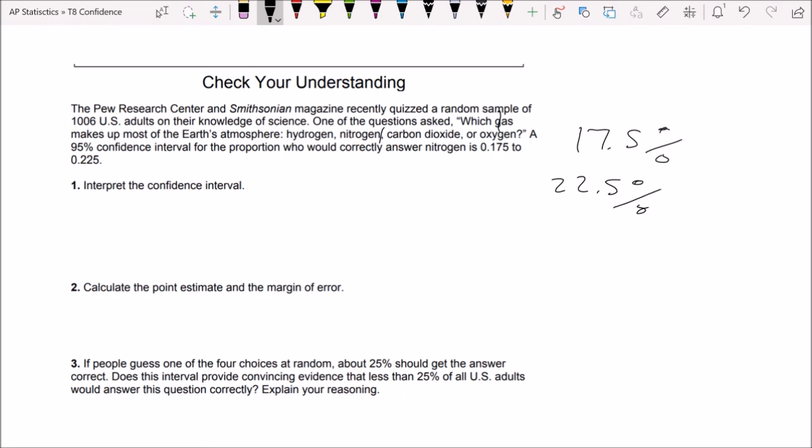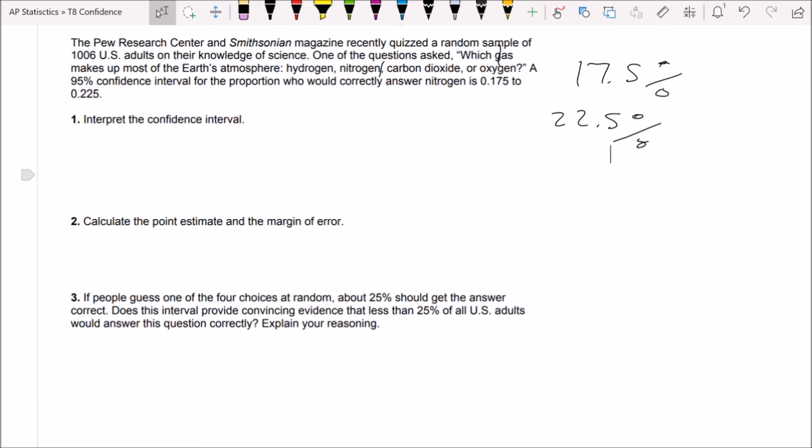Interpret the confidence interval. That's a total canned response. It's fill in the blanks. So we'll talk about that in a second. They ask us to calculate the point estimate and the margin of error. And the third one is, they ask us, if we guess one of the 4 choices at random, then about 25% should get the answer correct. Does the interval that was given provide convincing evidence that less than 25% of all adults would answer this question correctly? Okay, so what we're going to do here, I'm actually going to talk about 2 and 3 first because they may require some explanation. 1, we're just going to check the answer after this. But let's actually talk through 2 and 3.